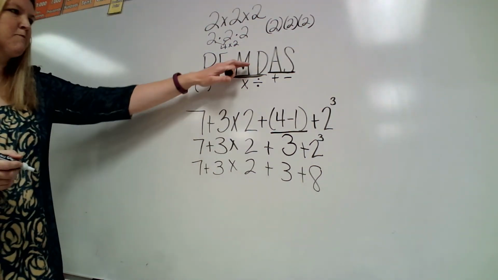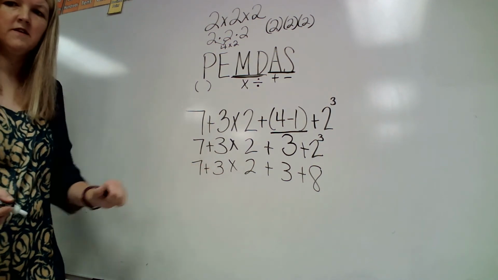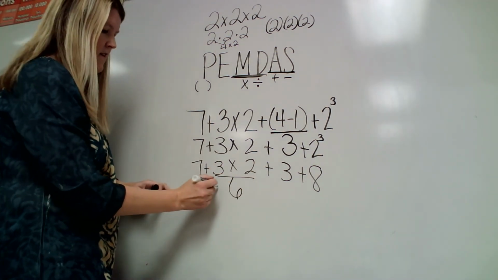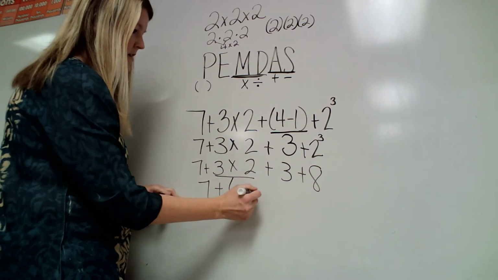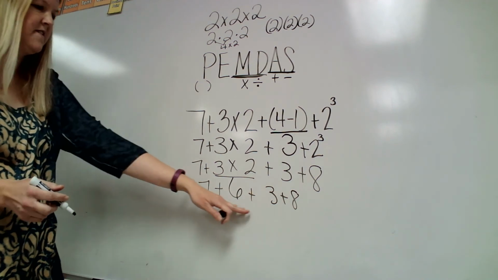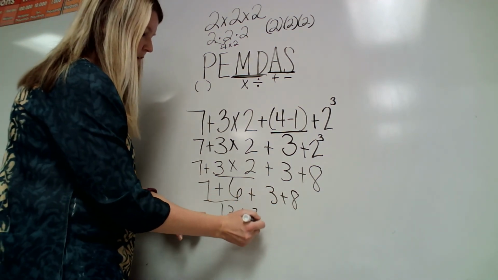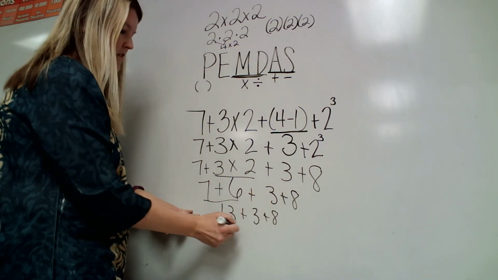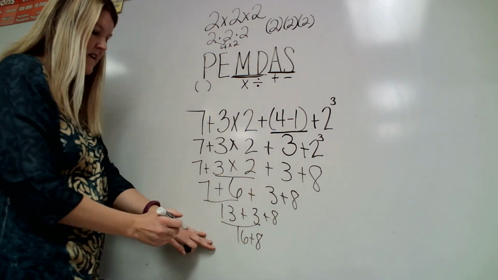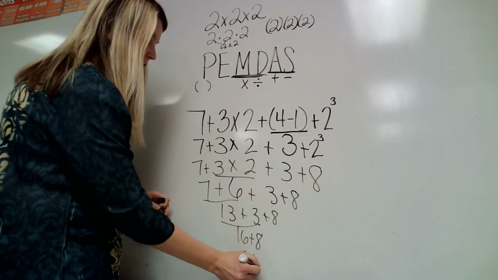Now my next step is multiplication or division. I don't have any division, but I have multiplication, so I need to work it out. That gives me 6. Then I bring everything else down. And then last I do addition and subtraction. The rest of this is just addition. So this gives me 13, then plus 3 plus 8. 13 plus 3 would be 16, and then 16 plus 8 is going to give me my final answer of 24.